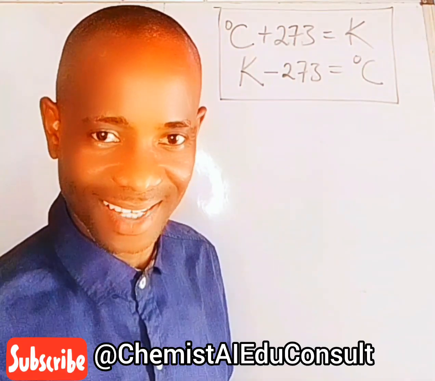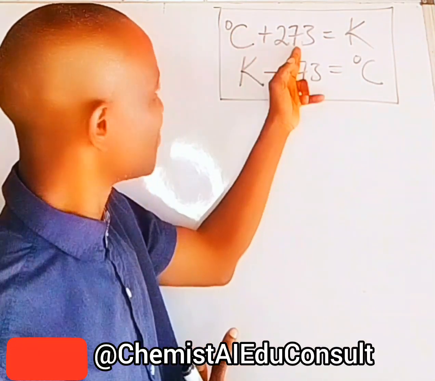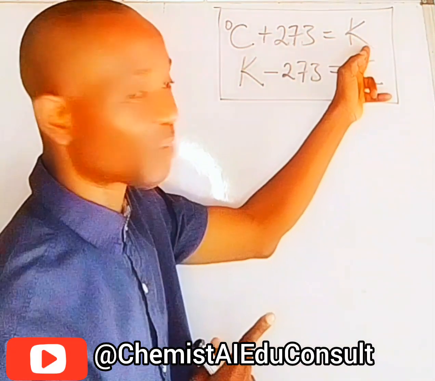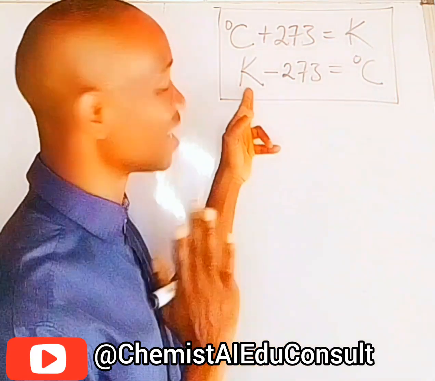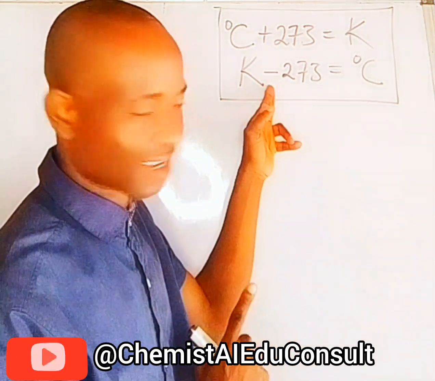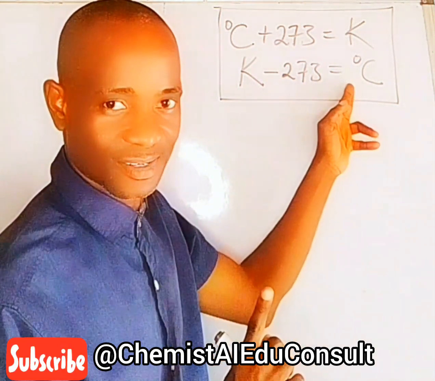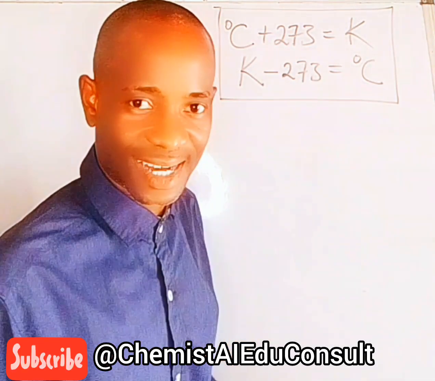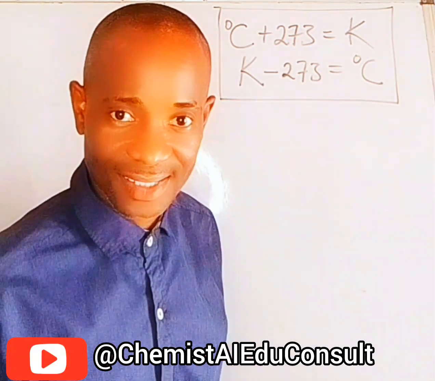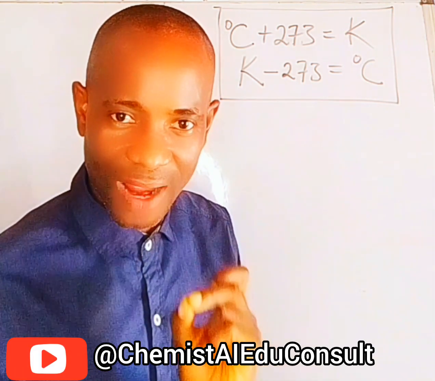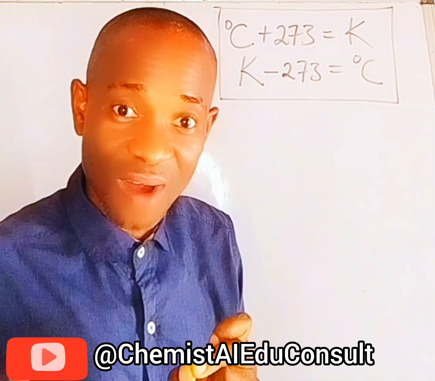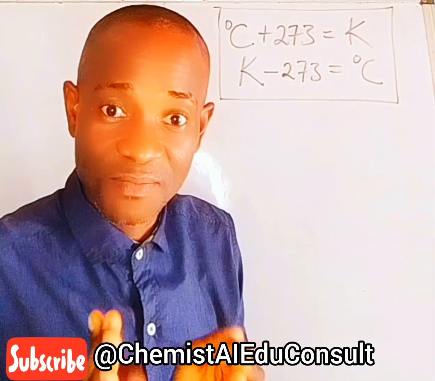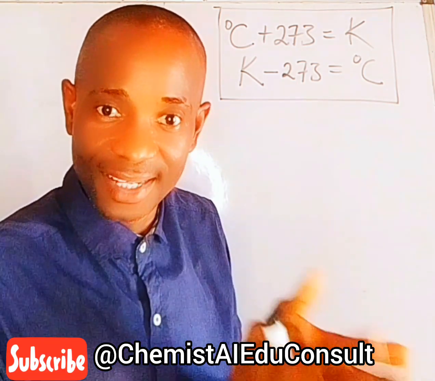Can you remember this? A temperature in degrees Celsius plus 273 gives you a temperature in Kelvin. And a temperature in Kelvin minus 273 gives you a temperature in degrees Celsius. Have you asked yourself the reason for 273 in the first place? That any temperature value in degrees Celsius, when you add 273, becomes a value in Kelvin.